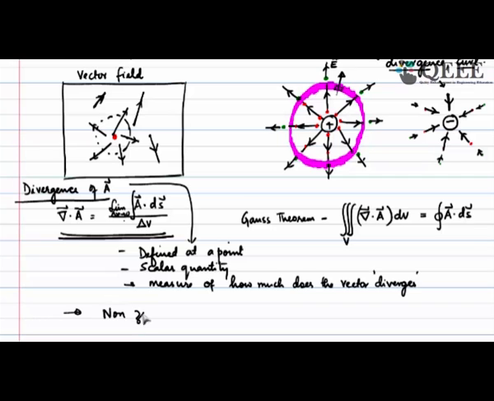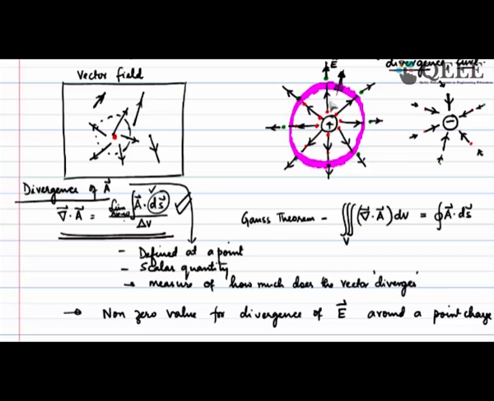and I have a non-zero value for the divergence of the electric field. If I am taking the divergence of the electric field around a point charge, it is essentially this, from this definition. So instead of A I have E, which is along the outward R direction, and ds is also along the outward direction. So E dot ds will give me the magnitude of E.